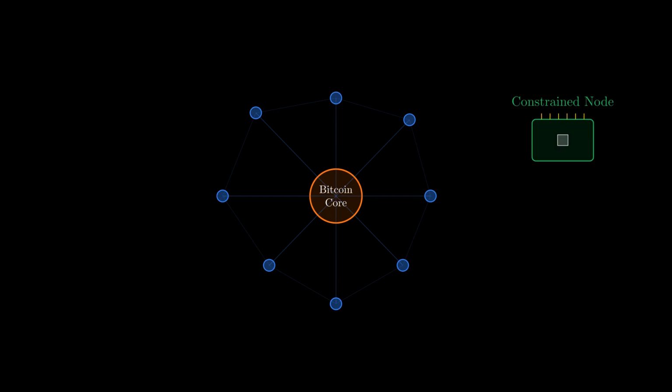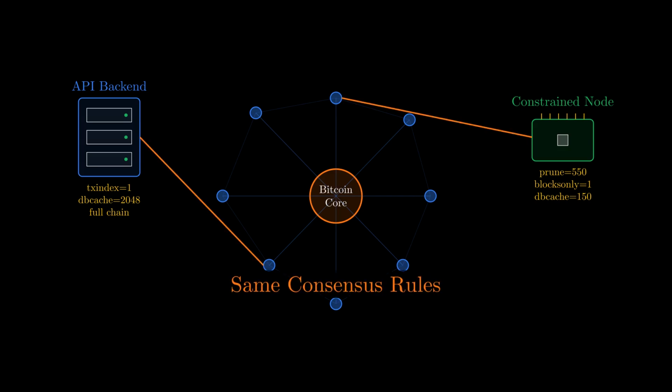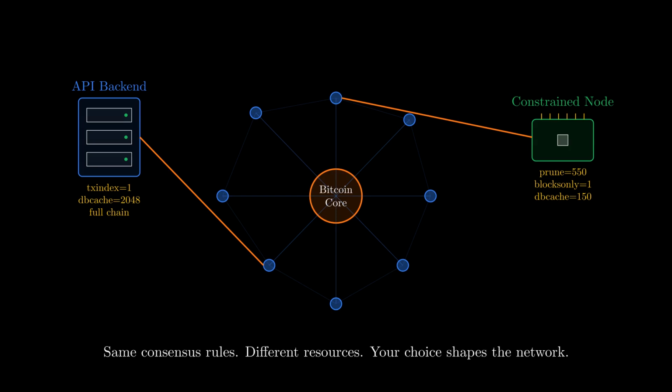Step back and consider the bigger picture. The fact that a $50 Raspberry Pi can fully validate the entire Bitcoin blockchain using pruning, blocksonly mode, and conservative memory settings is by design. Bitcoin's configurability ensures that financial sovereignty isn't reserved for data center operators. Whether you run a full API backend on a powerful server or a minimal node on a single board computer, your node enforces the same consensus rules with the same rigor. Your configuration choices shape not just your node's performance, but the decentralization and resilience of the Bitcoin network itself.